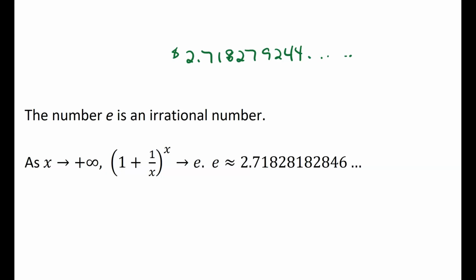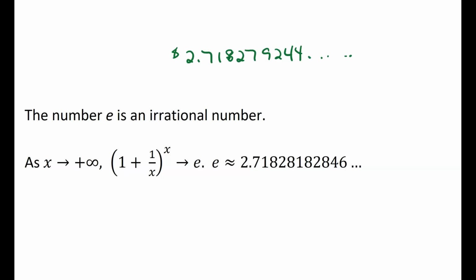So the number E, it's an irrational number. What does it mean to be an irrational number? It doesn't stop, and also doesn't have any repeating patterns, right? Who's our other famous irrational number? Pi. Yeah, so it's like pi.